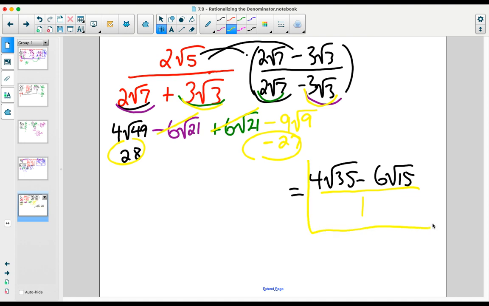Nothing else to simplify because of that denominator of 1, and there's our simplified form. No perfect squares in here, and no perfect squares in there. So the conjugate is our gateway to eliminating any kind of radical in a two-term denominator.